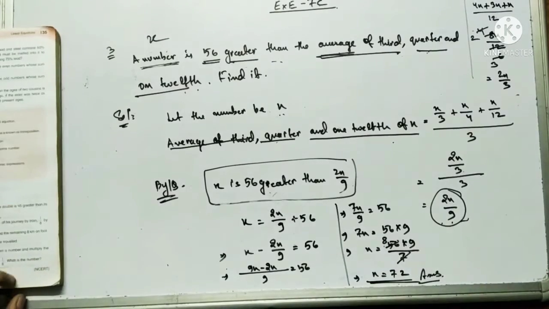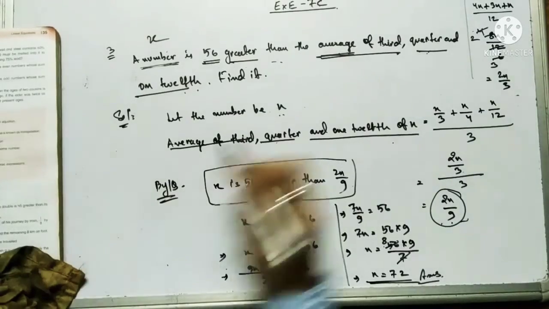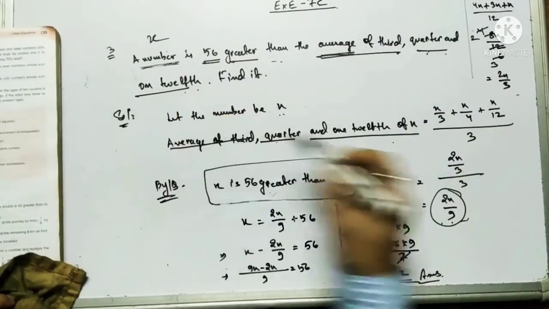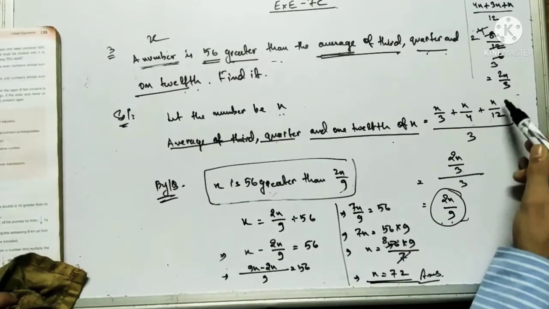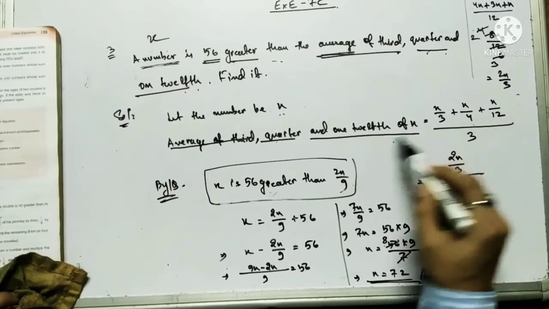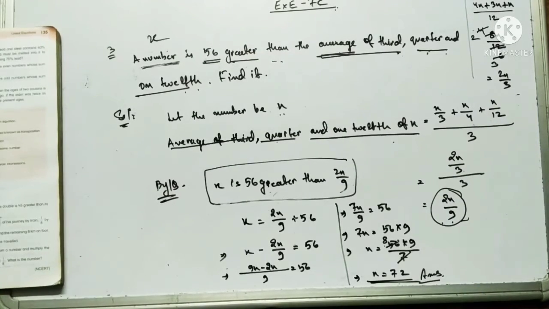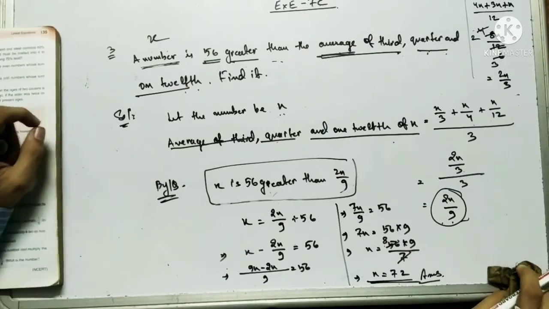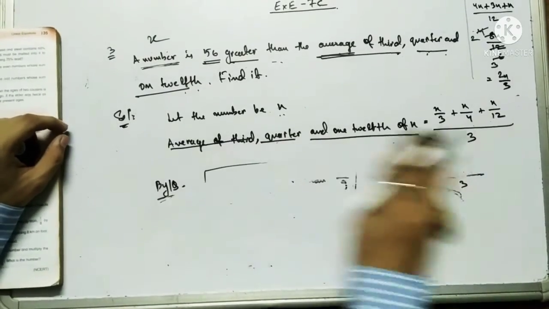That is only in here. Okay, this one remember. Average of third quarter and 1/12, that means x/3 plus x/4 plus x/12 by 3 I will have to do. Okay. Next, I am going to question number 4.